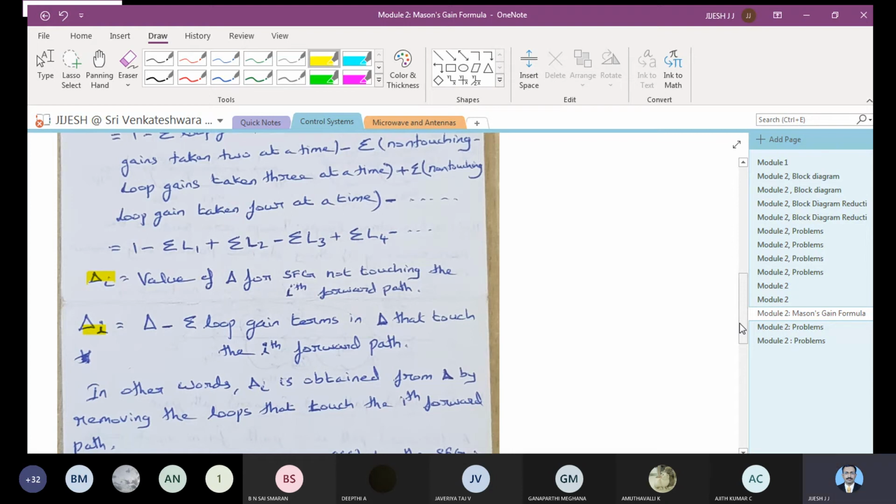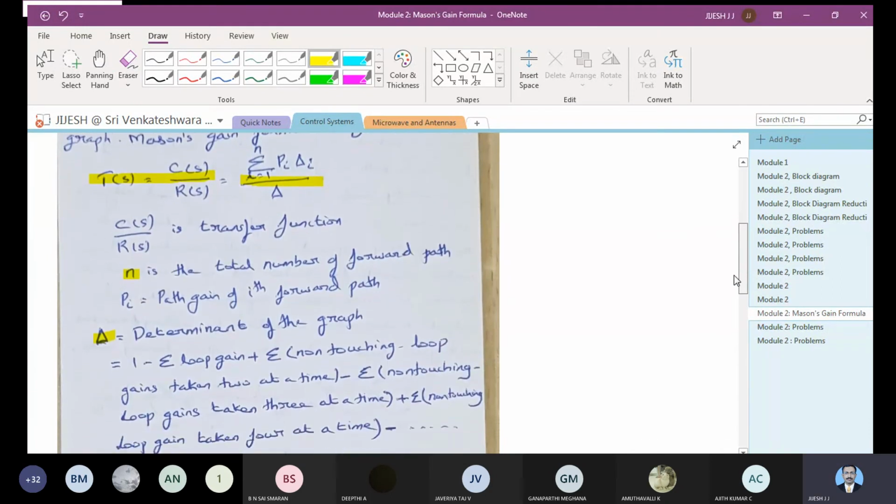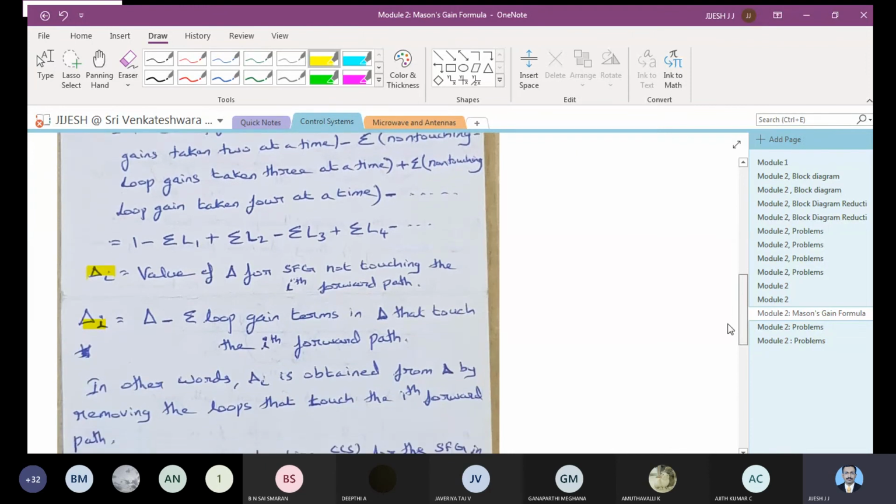Is that clear for everyone? This formula is called Mason's gain formula, and with it you are going to get the transfer function. The transfer function is given by C(s)/R(s), so what is the transfer function? It is the summation of i equals 1 to n of P_i delta_i divided by delta.